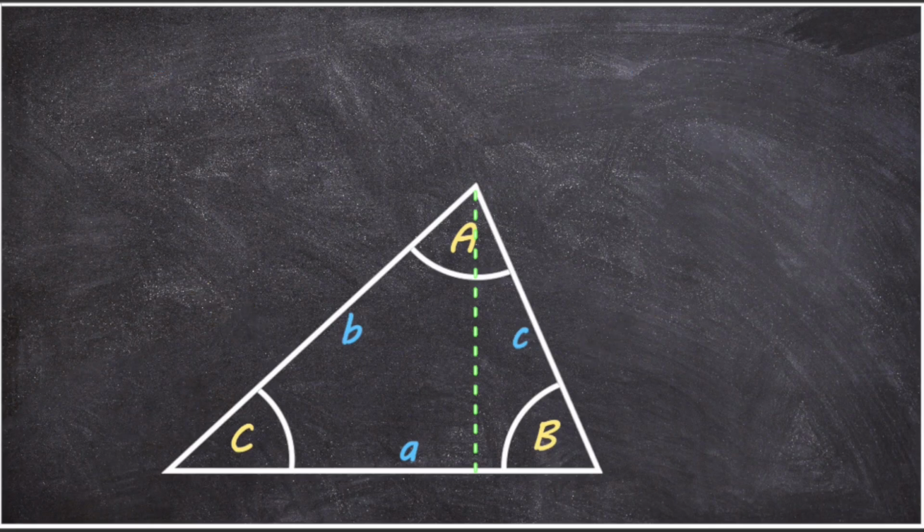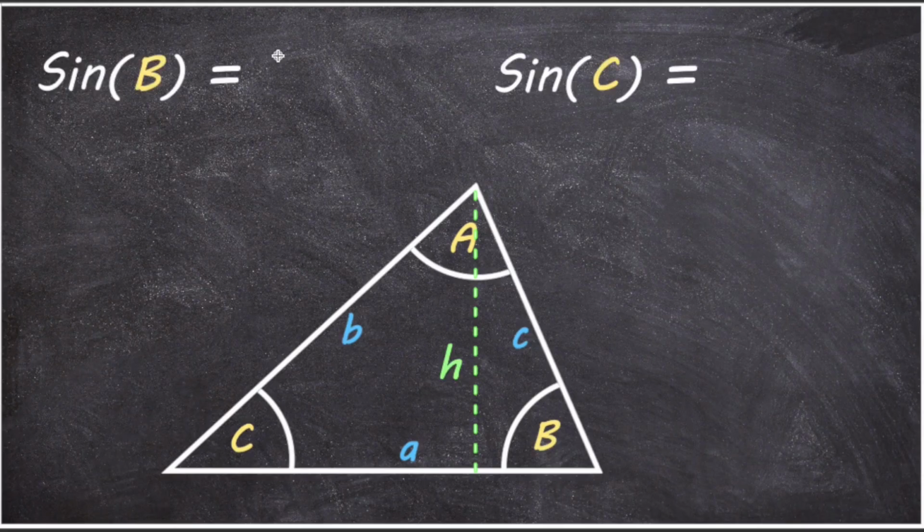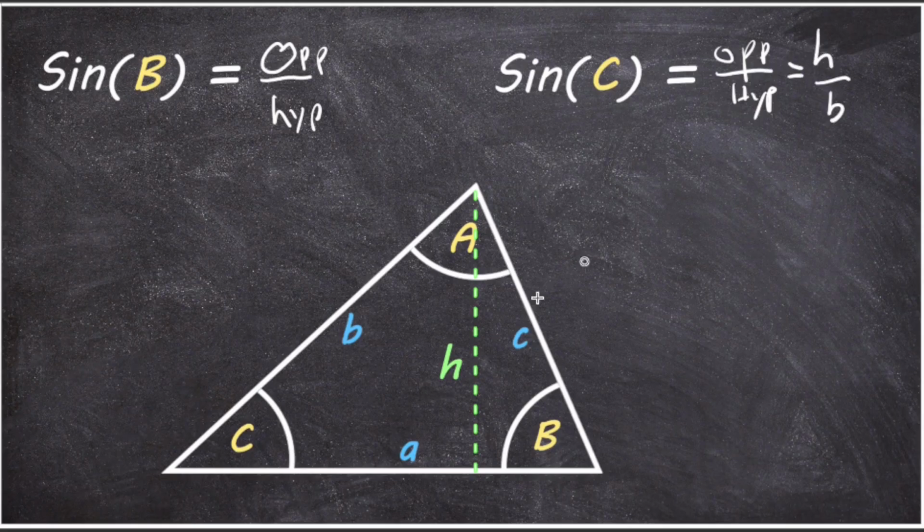Since the green line represents the heights of both triangles, we'll give it the label h. Now let's figure out the values for sine b and sine c. We know that sine of an angle is opposite over the hypotenuse, and let's put that for both sides. Let's take sine of c first. The opposite is h, that's small h, over b. So the sine of c is h over b. For the sine of b, the opposite is again the h, it's the same for both triangles, and the hypotenuse is c. So sine of b is h over c.